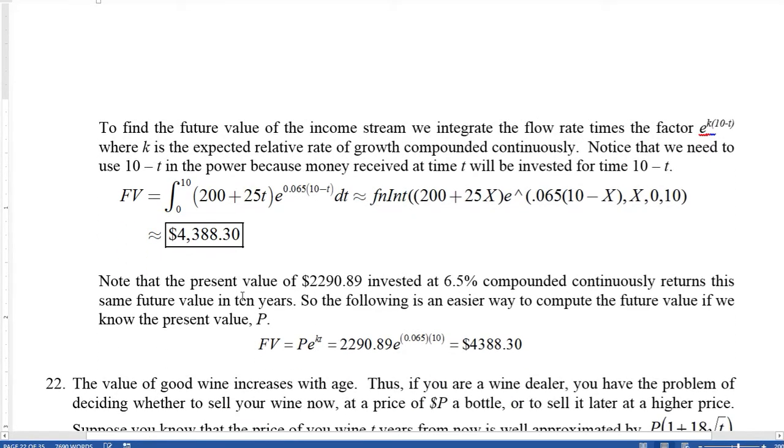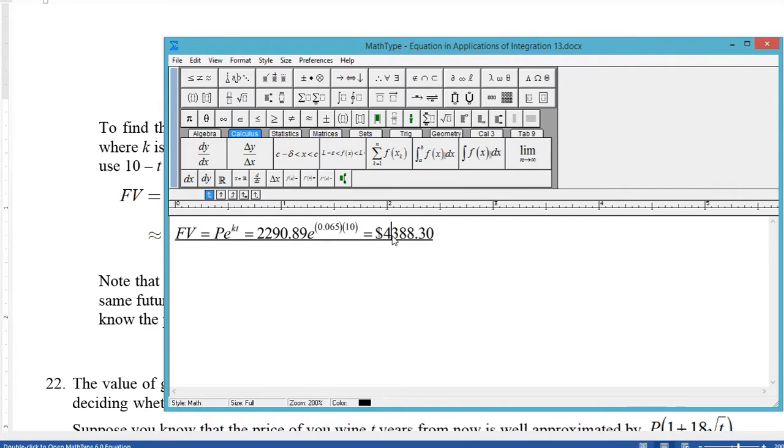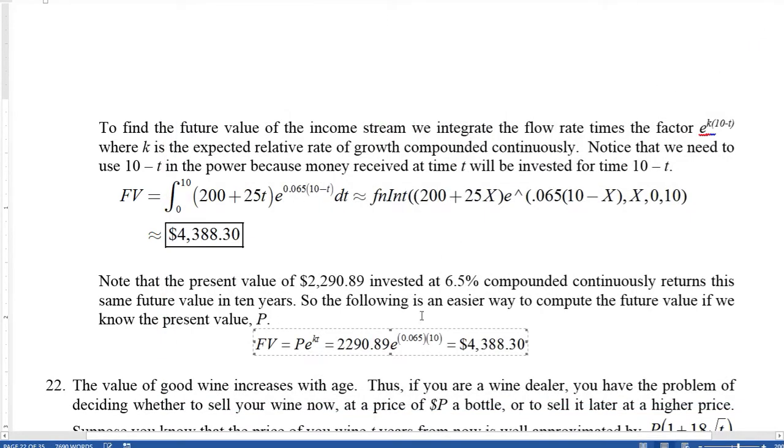So note that the present value of $2,290.89 invested at 6.5% compounded continuously will return this same future value. In fact, this is maybe an easier way to compute that number. It would be this way right here. Just take that present value times e to the 0.065 times 10, and that's the same value, or you can use that as a check. So if you already have the present value, this would be an easier way to compute.